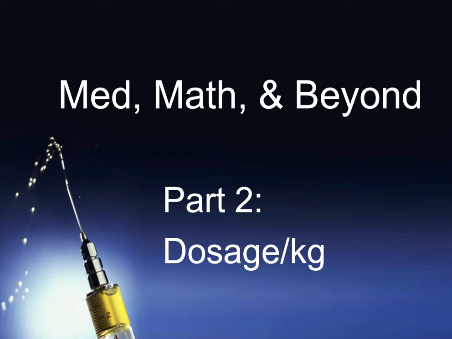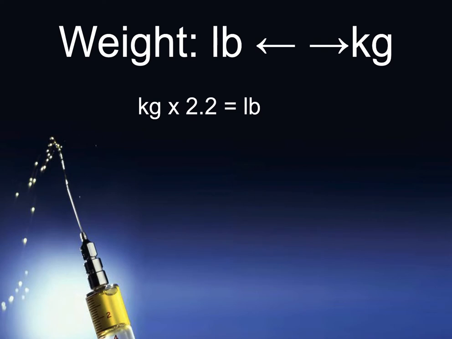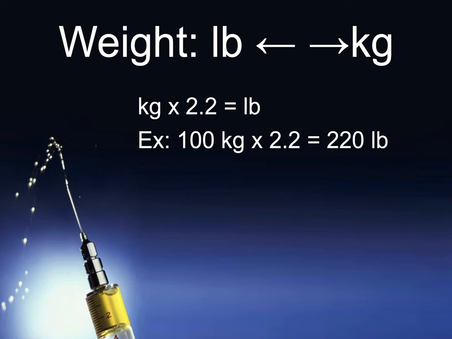This is Med Math and Beyond Part 2, dosage per kilogram. We know that weight for drug calculations needs to be converted to kilograms from pounds, and we know that each kilogram times 2.2 equals the number of pounds. In other words, for every kilogram, you have 2.2 pounds. For example, a 100 kilogram patient weighs 220 pounds.